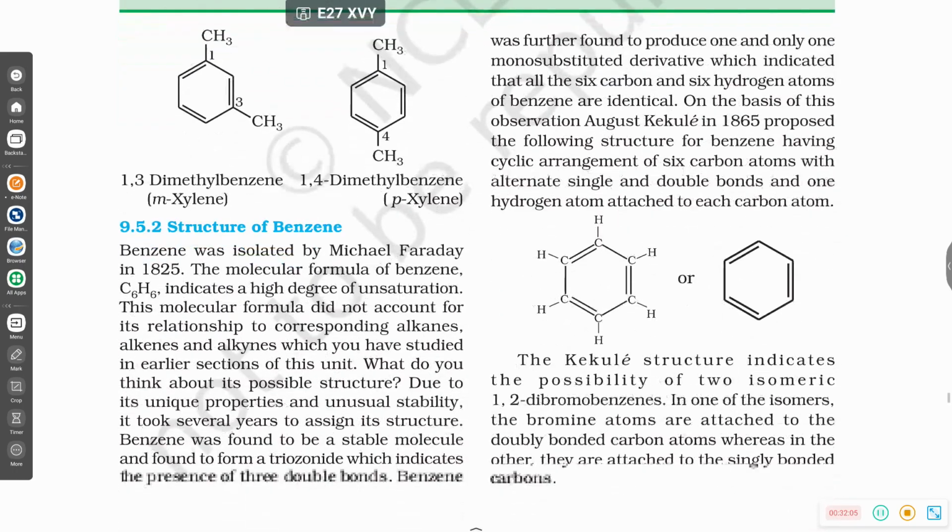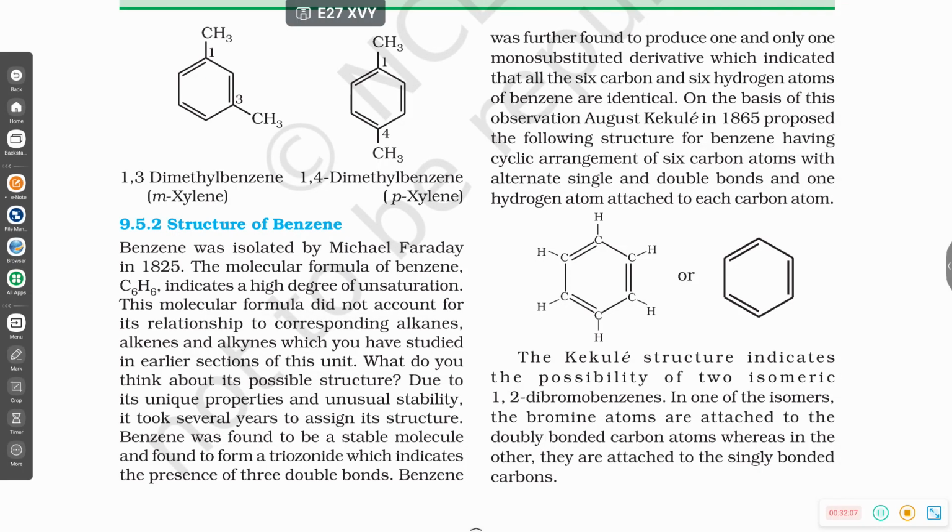But benzene was isolated by Michael Faraday in 1825. The molecular formula of benzene is C6H6. It is a high degree of unsaturation. Degree of unsaturation how much? 4. This molecular formula did not account for the relationship to corresponding alkanes.